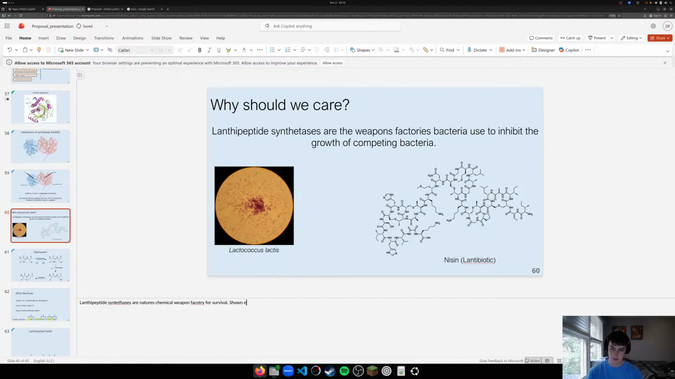Shown here is one of the most common food preservatives.